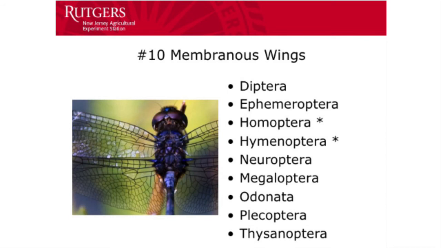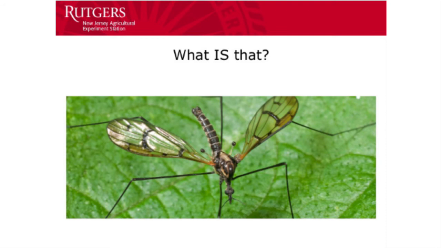Membranous wings. We have lots of different orders where the insects have membranous wings. Diptera, the flies, Ephemeroptera, Homoptera, although it's asterisked because there are some Homopterans that do not have wings. Hymenoptera, the wasps and the bees and the ants, Neuroptera, Megaloptera, Odonata, Plecoptera, and Thysanoptera. So there's a lot, and these are just the major ones. There are others. These are the ones I think you'd probably come across with samples that might come into the county office.